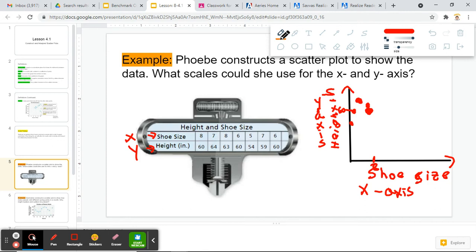So basically, if Phoebe wanted to construct a scatter plot to show the data, she could label her x-axis the shoe size and the y-axis the height.